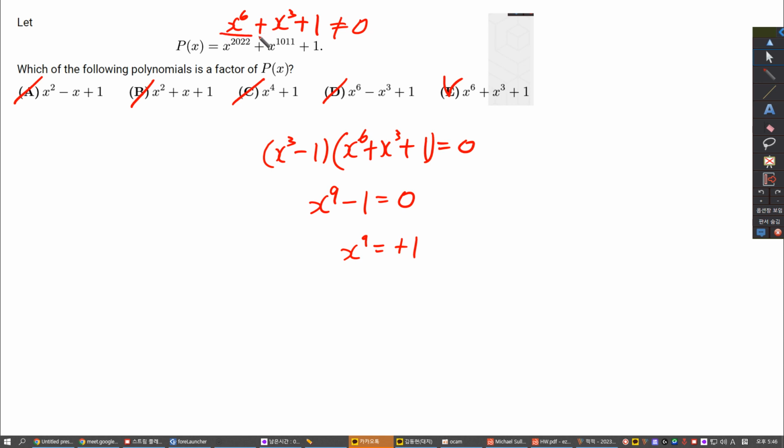Yep, and this expression is the same as this expression because we started by saying this one is equal to 0. That means this one is also equal to 0. So that's why the expression in E is a factor of P of X.